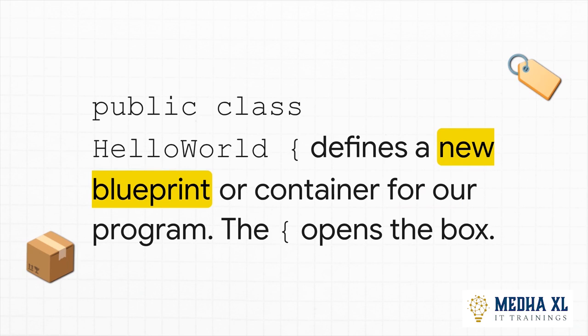Okay, first line of code right here. What we're doing is telling Java, hey, I'm creating a new program blueprint, and in Java, that's called a class. We're naming our class HelloWorld, which you'll notice matches our file name. That's important. And that little curly brace at the end, think of that as opening the box. Everything for this program is going to go inside it.